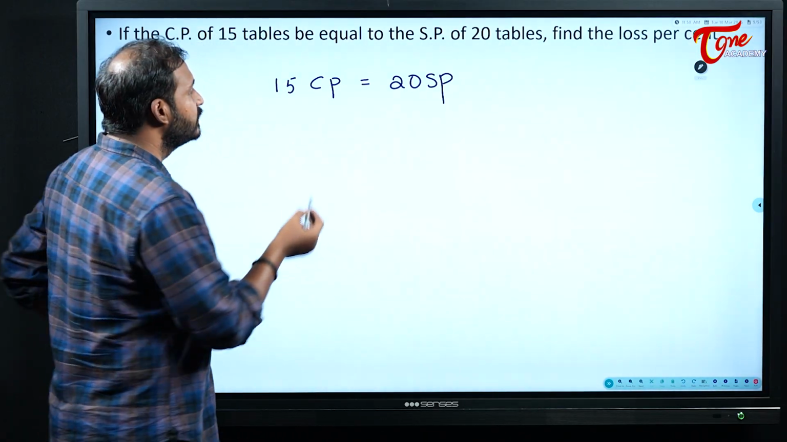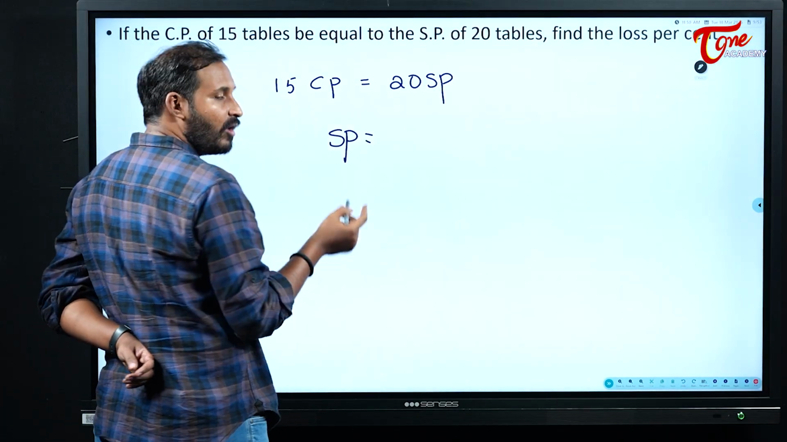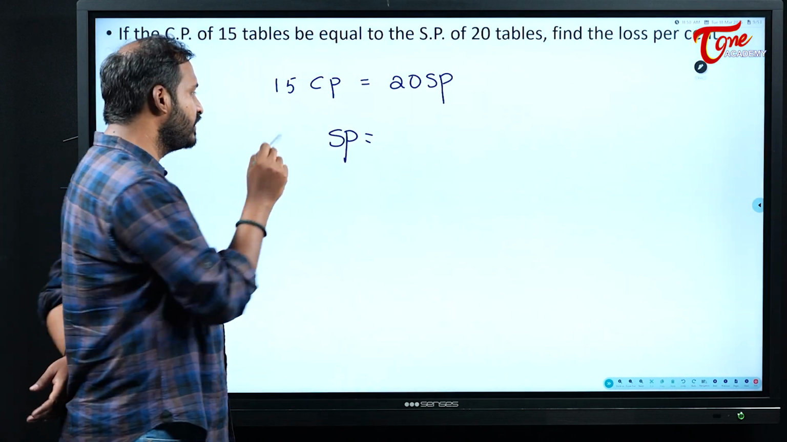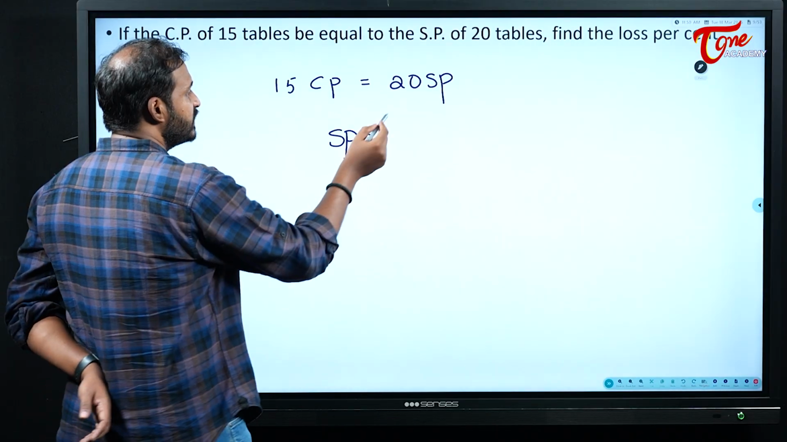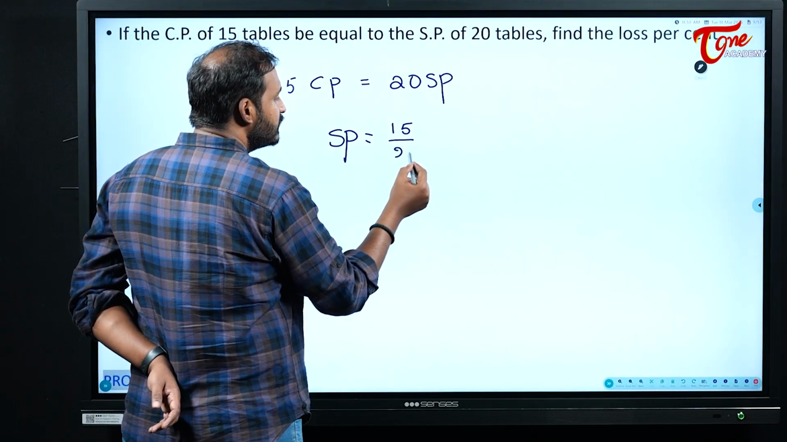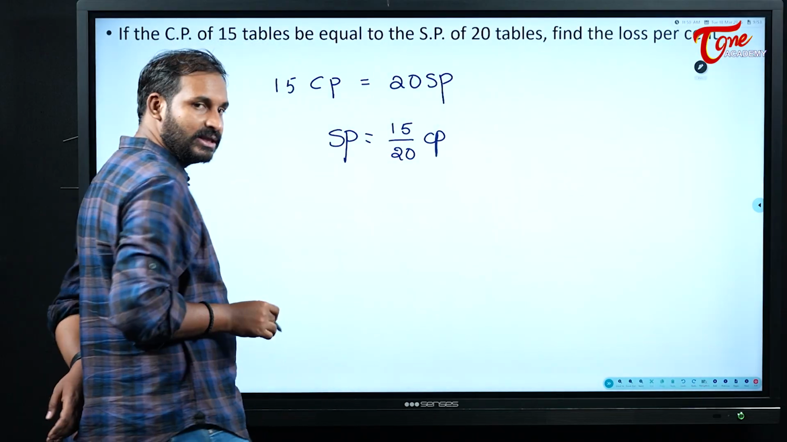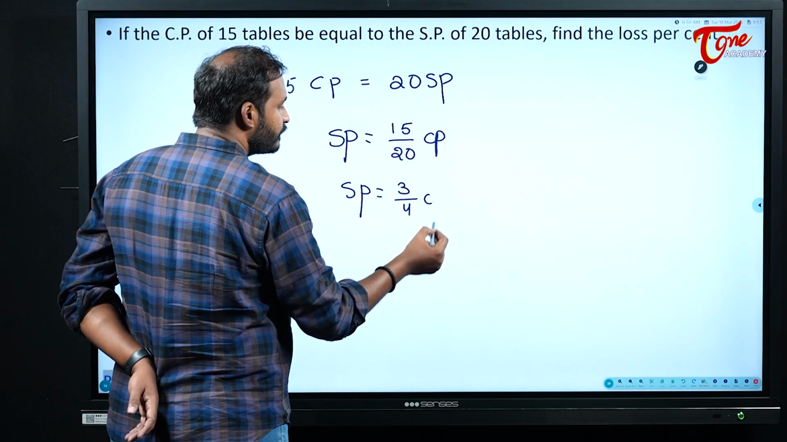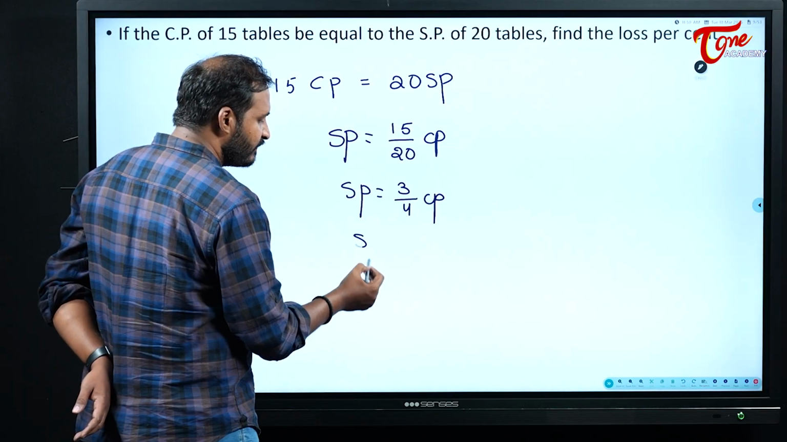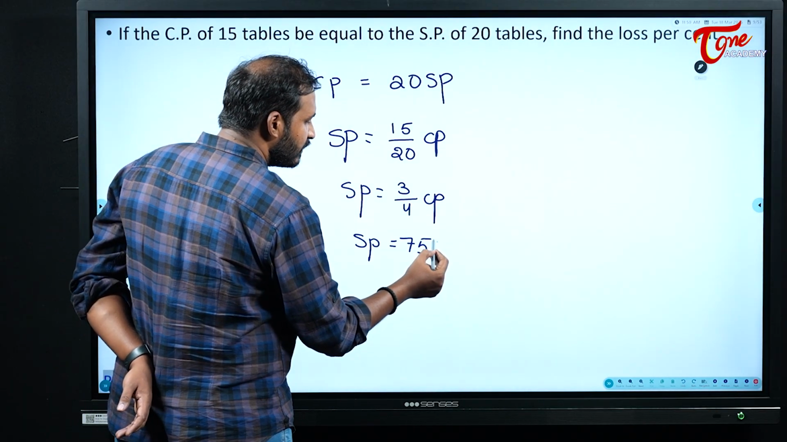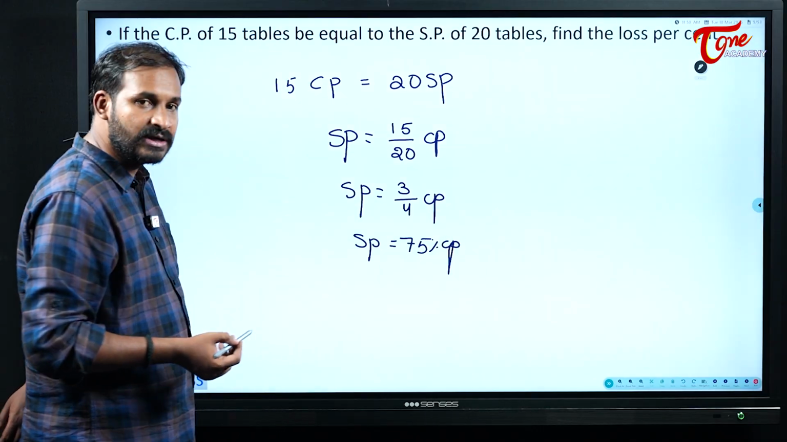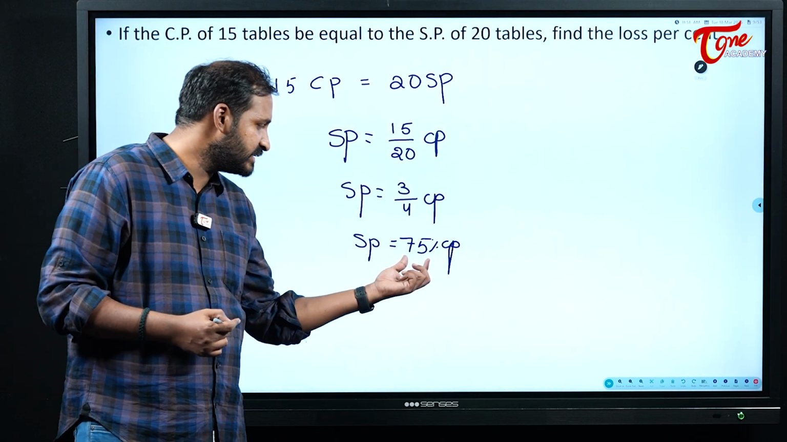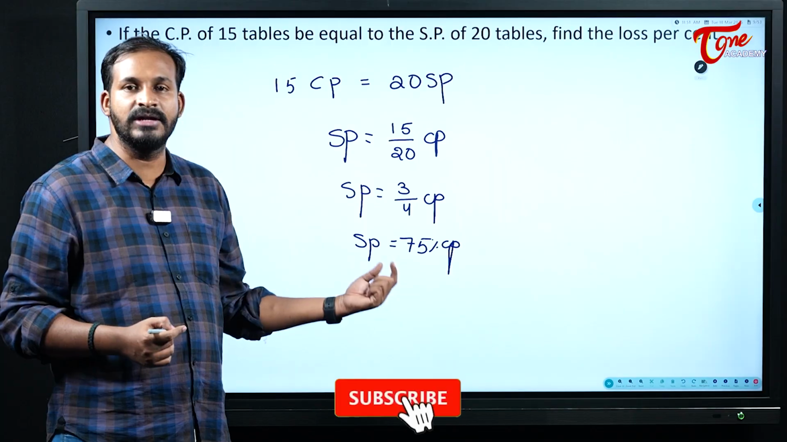Now from this what can I write? SP is equal to, see, always we should write SP in terms of CP. Remember, don't send the CPs to the other side. Always write SP in terms of CP. So SP will become 15 by 20 CP. Am I correct or not? I am sending this 20 to the other side. So SP is equal to 3 by 4 CP. What is 3 by 4? It is nothing but 75%. That is, SP is equal to 75% of CP. From this, tell me whether we got a profit or loss? Loss. The reason is the value is less than 100, and loss by what value? 25%.